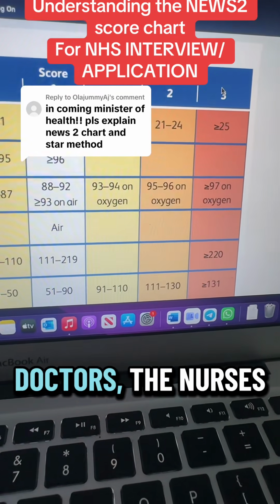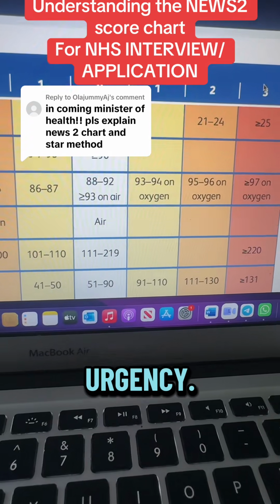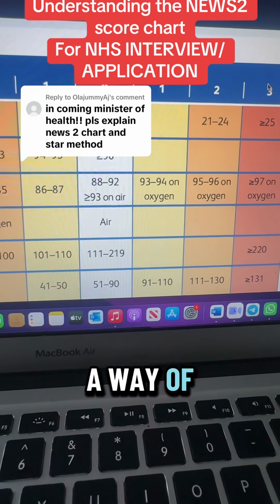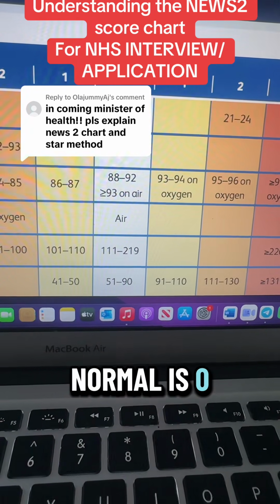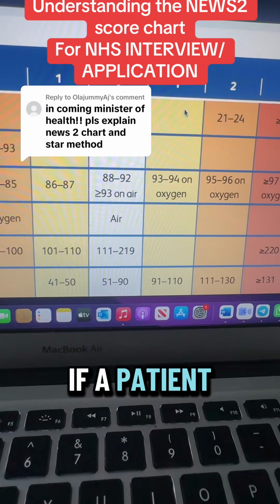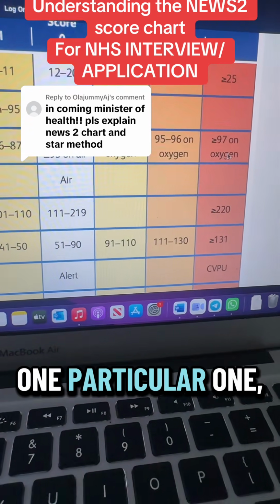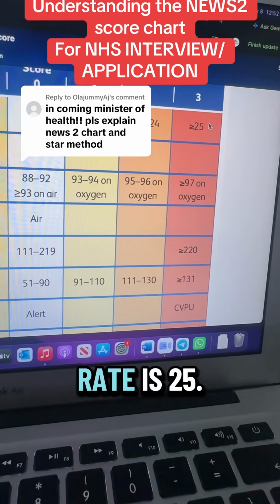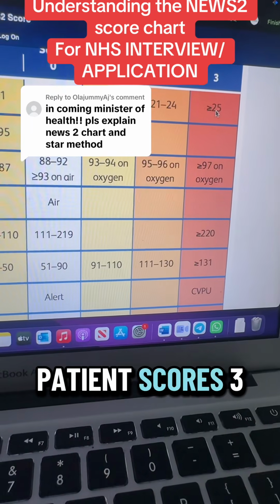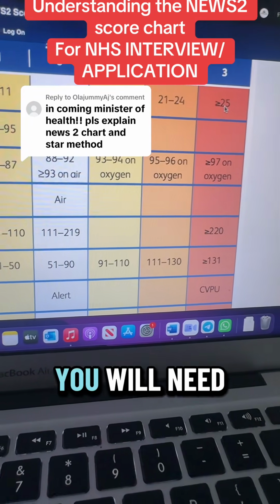That way, the doctors and the nurses will understand the urgency, and there is a way of attending to patients depending on the score. Normal is 0 to 2, but if a patient scores 3 in one particular parameter, for instance, every other thing is fine, but the respiratory rate is 25, the patient scores 3 in one box, you will need to alert.